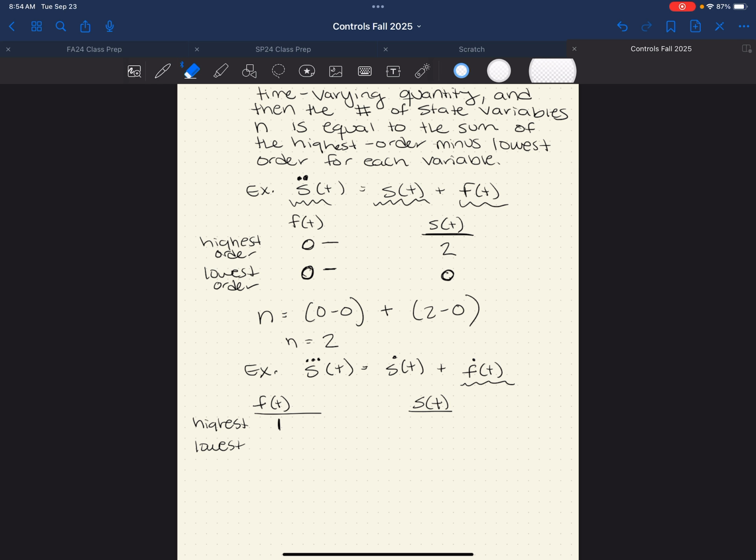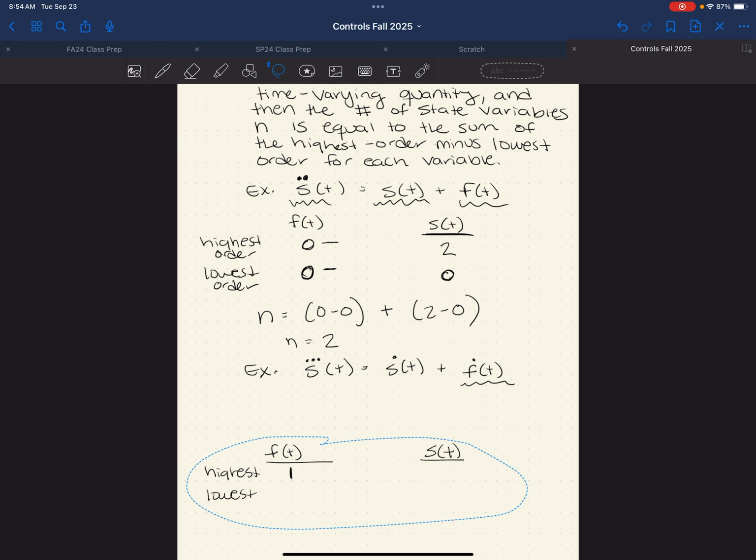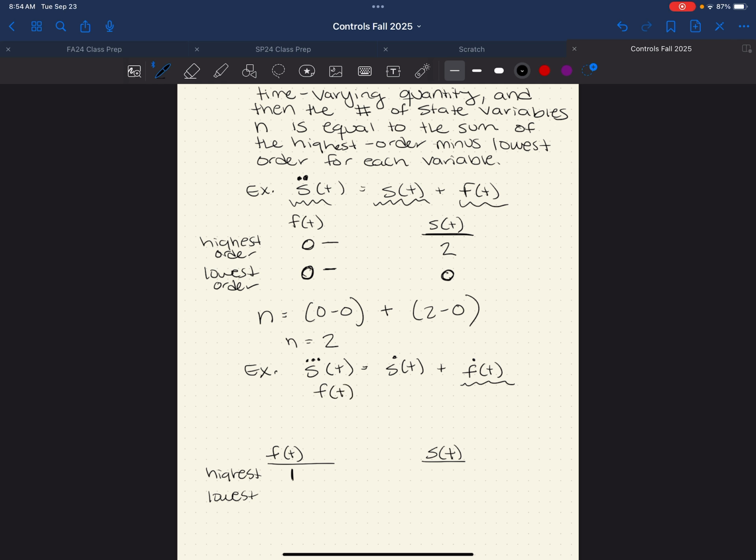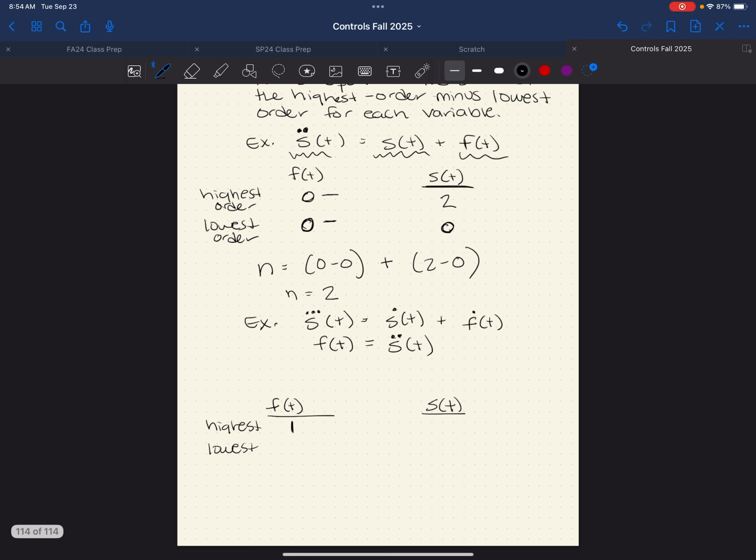Oh, sorry. This is a system described by 2 equations, not just 1 equation. So this is a system described by 2 equations of motion. There we go. Okay. So now I still have 2 time varying quantities, f and s. So my highest order derivative of f is this first derivative. So highest is 1, lowest is 0 derivatives. Highest order of s is this 3 derivatives on s. Lowest is this 1 derivative on s.